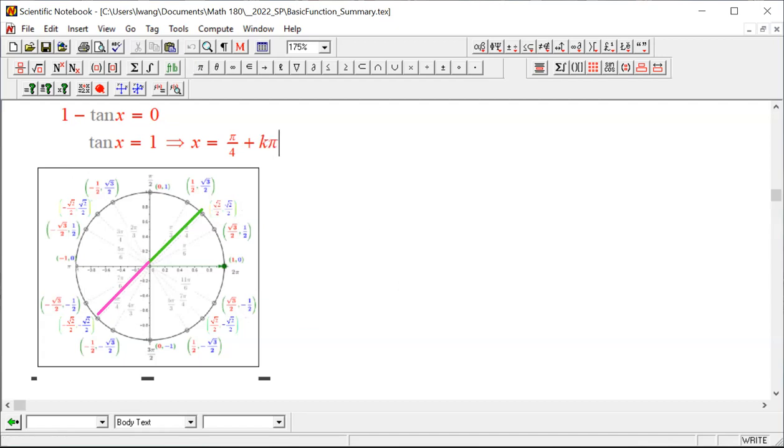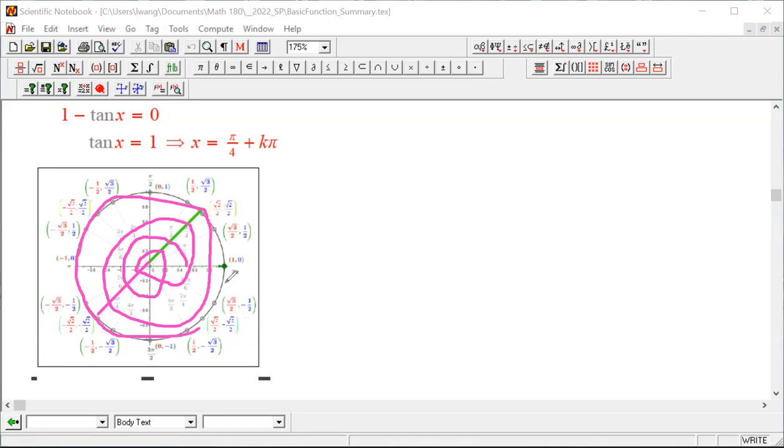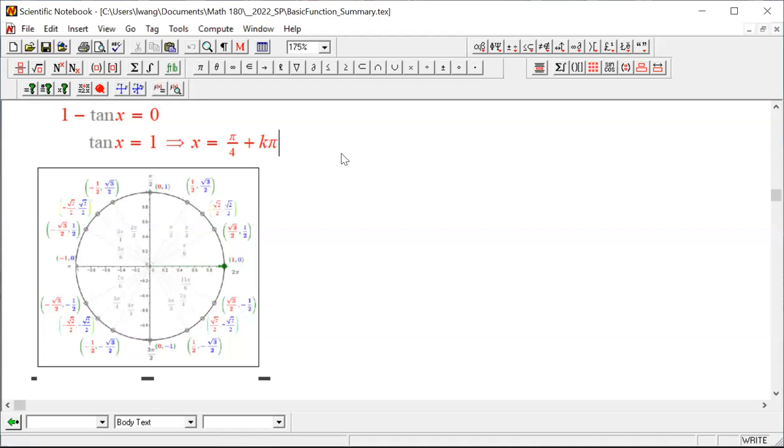You see, this is the solution, and plus pi, you get another one. You keep adding pi. So those are multiples of pi, the terminals that will cause tangent x to equal 1. So pi over 4 plus k pi. So now what's the domain?